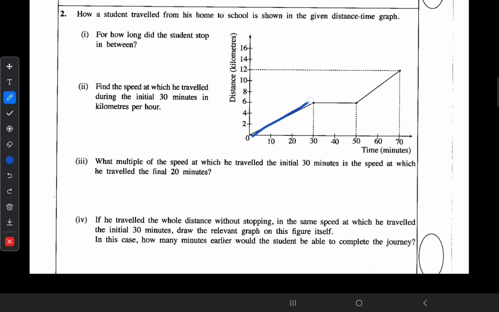This is going with the uniform speed. Then here the distance does not change. So at this region, the vehicle was at rest. That is why the distance does not change. If they had traveled a little, the distance should increase.